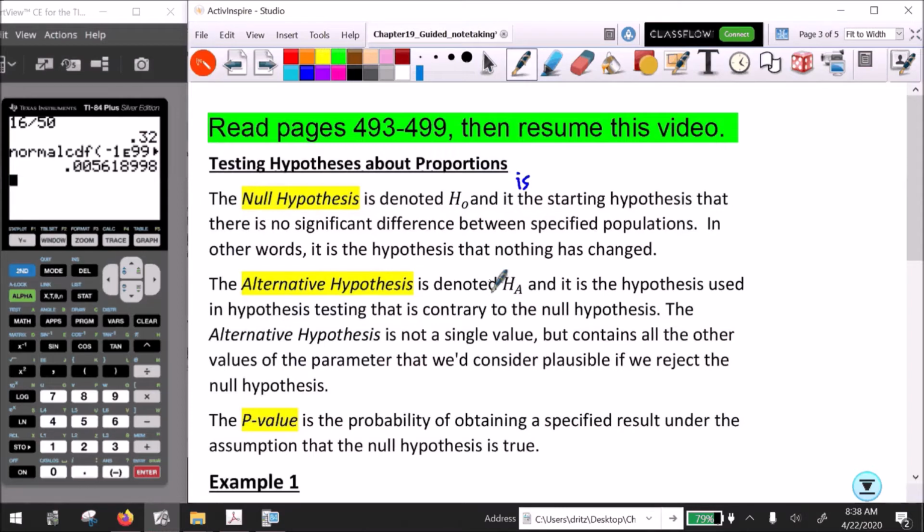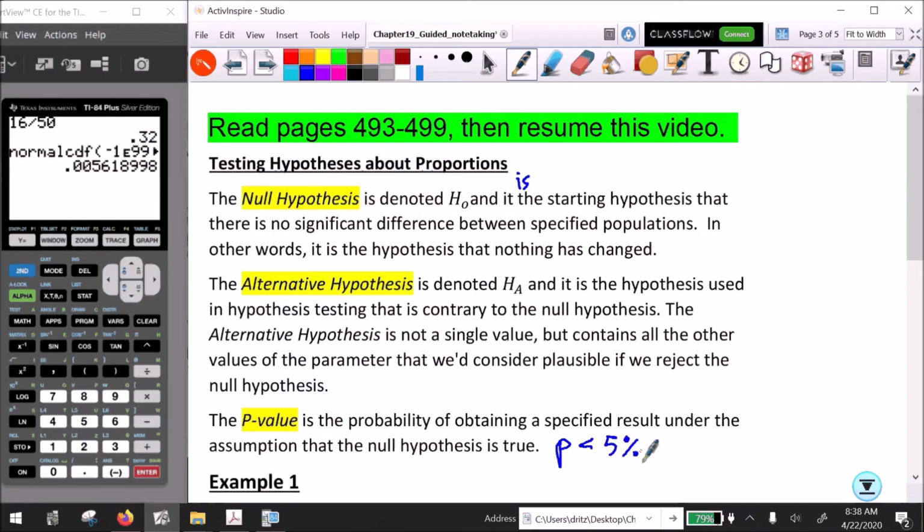The p-value is the probability of obtaining a specified result under the assumption that the null hypothesis is true. When our p-value is less than 5%, that's usually enough evidence for us to reject the null hypothesis. What that means is that if under the null hypothesis there's less than a 5% chance of our sample proportion or whatever we're testing occurring, then we can conclude that the null hypothesis may actually be false.